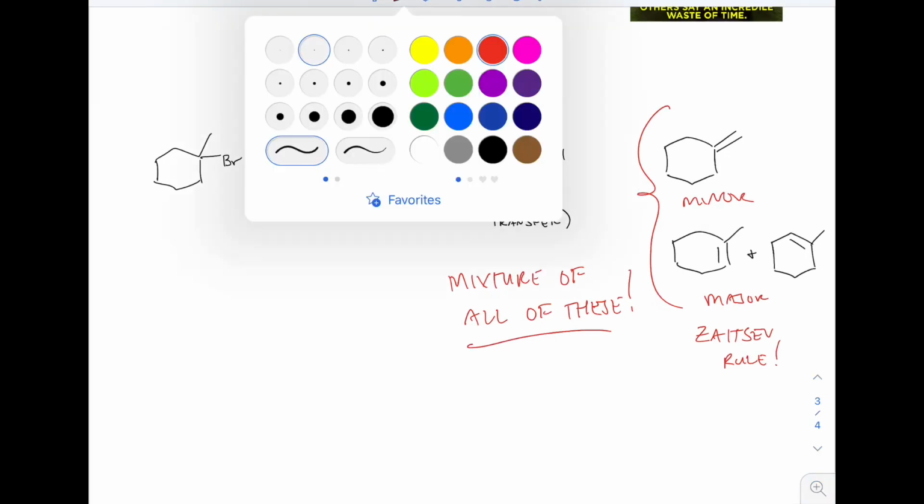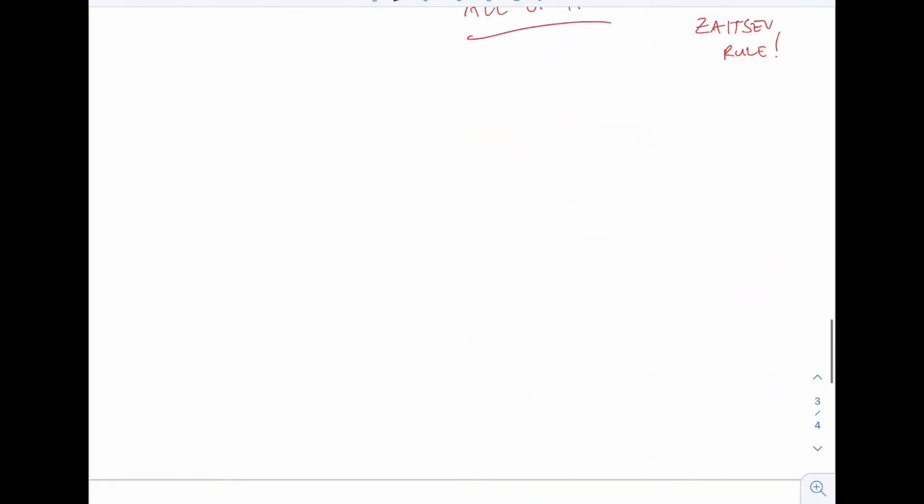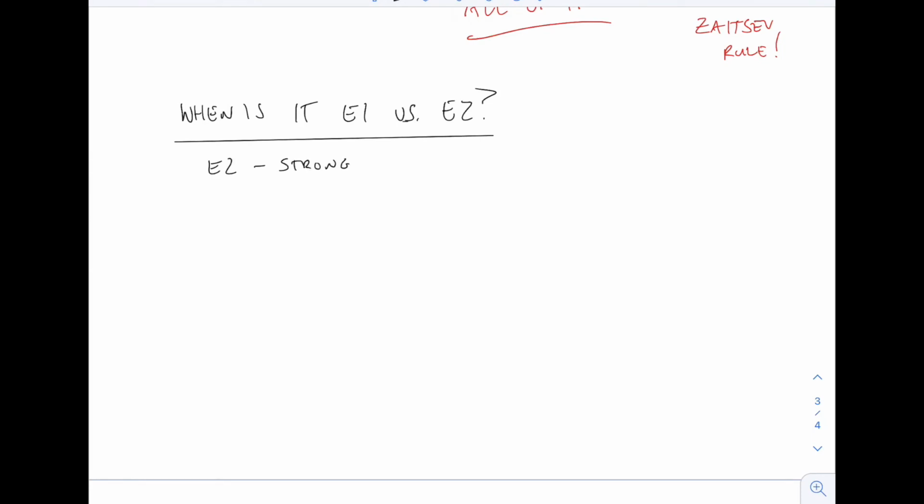We want to get, I guess, more bang for our buck. So atom economy is a thing we talk about in the lab, and you want to make ideally 100% of one thing, and so E1 and SN1, no good.